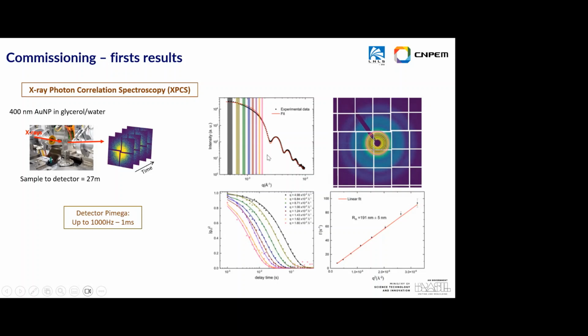And how far you can go in Q also depends on your sample. If your sample scatters well and you still have signal, you can have a broad Q range. If it's not a good scatterer, you only have signal at small Q, so you do not have a choice, you will be limited by how your sample scatters.